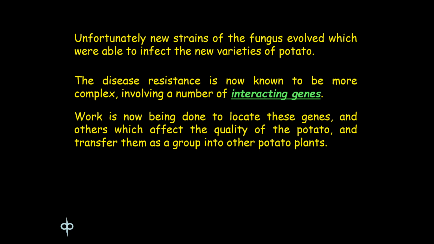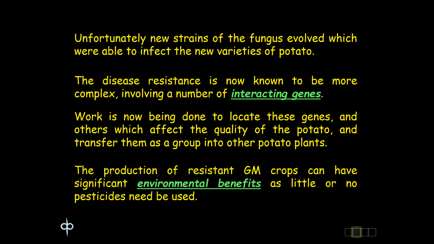The disease resistance is now known to be more complex, involving a number of interacting genes, and work is now being done to locate these genes and others which affect the quality of the potato and transfer them as a group into other potato plants. The production of resistant GM crops can have significant environmental benefits as little or no pesticides need to be used. And you will go into that in more detail when you come to your Life on Earth unit.